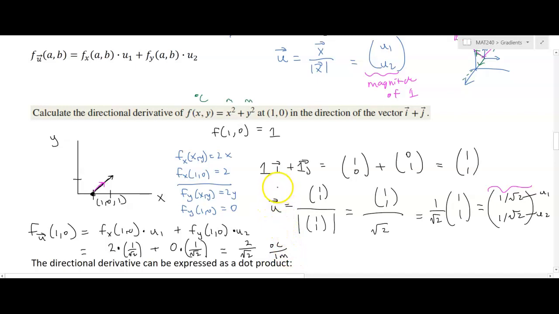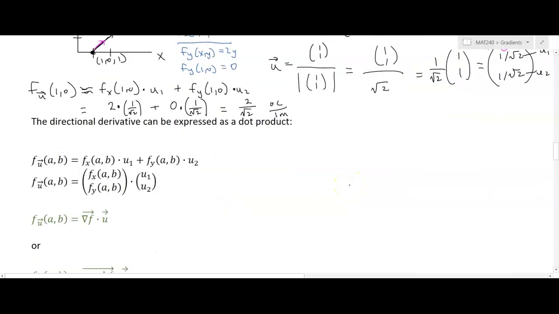So we now computed our first directional derivative, which again is just an approximation. We probably should have said this is an approximation because even 1 divided by the square root of 2, this vector is not infinitesimally small. It is exactly 1 unit long. Okay, so why would we want to do this if it's not exact?